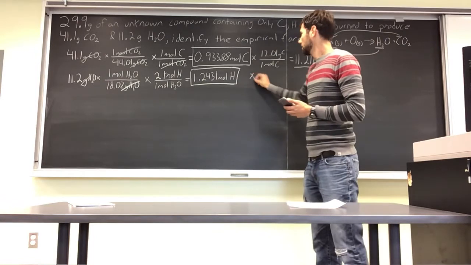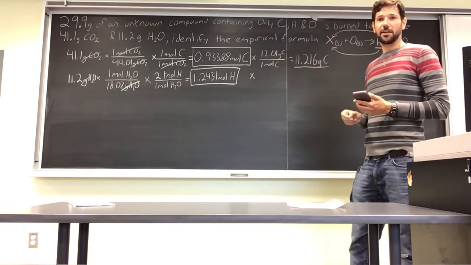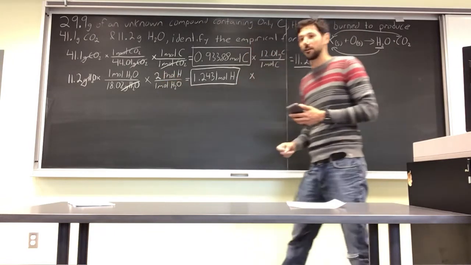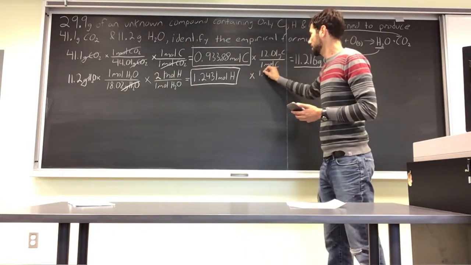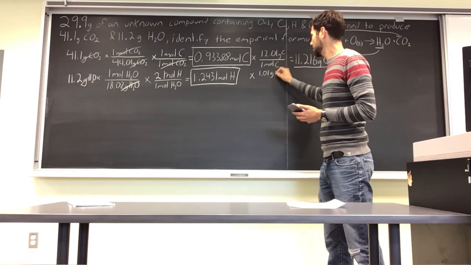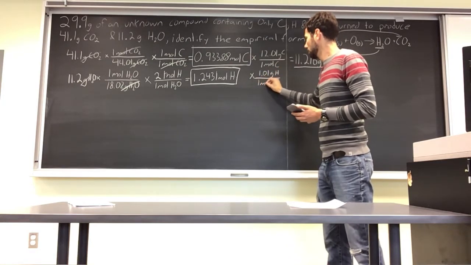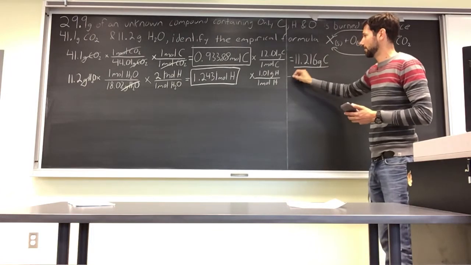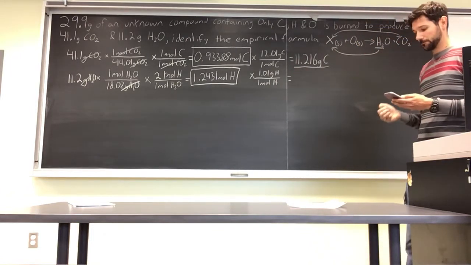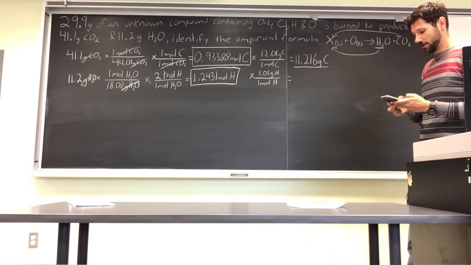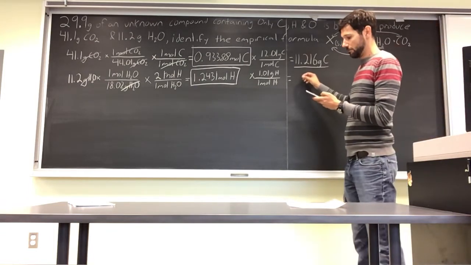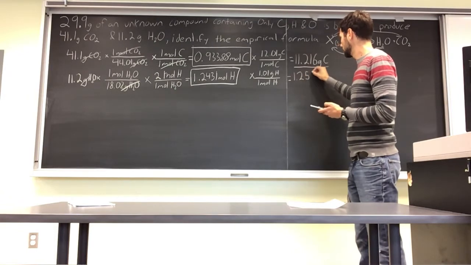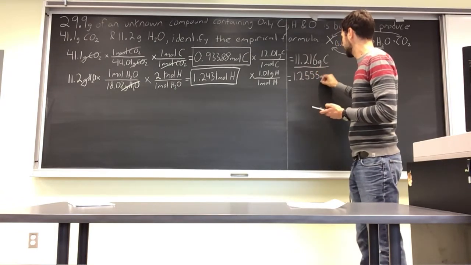So let's multiply it by the molecular weight of hydrogen, and just 1 hydrogen. We already accounted for the fact that there's 2 hydrogens here, so just 1.01 grams hydrogen for every 1 mole hydrogen, and that 1.01 just came from the periodic table as well, the atomic weight of hydrogen. So multiply by 1.01, and I end up with 1.2555, and this is grams of hydrogen.